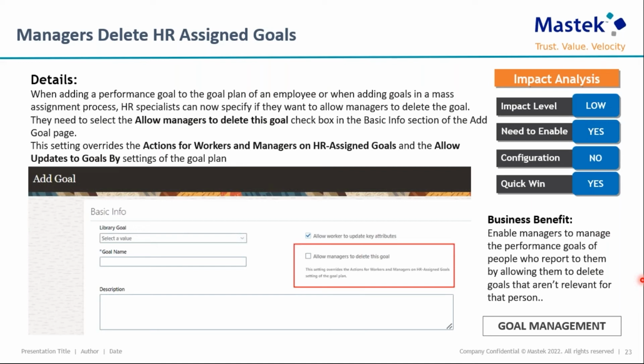Now, what Oracle has done is they have brought in a new checkbox, which basically, if it is check marked, it will allow the managers to delete the goal which was assigned by the HR. Please keep in mind, the employees again are not able to delete the performance goals which have been assigned by the HR, but now the employees can reach out to their managers instead of reaching out to the HR specialists, right? So because we need to enable it from the checkbox, it is marked as yes for need to enable, and it's not going to take a lot of time to do this, hence it is a quick win from our perspective.